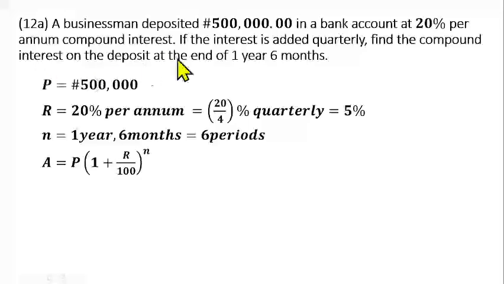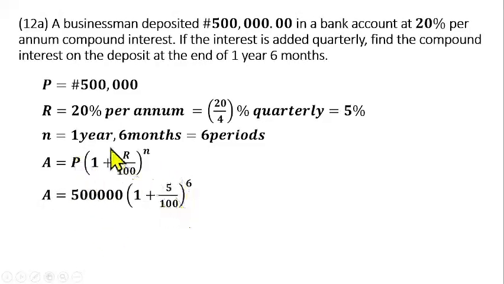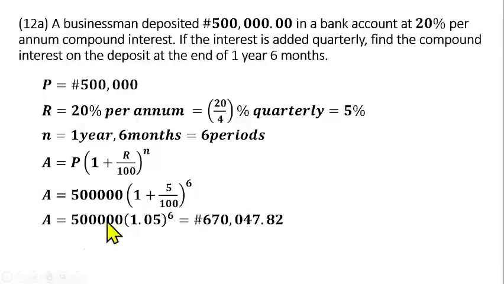So then we can get the amount that will be yielded after 6 periods with this principal and this rate, using the amount in compound interest, which is A equals principal into 1 plus rate over 100, raised to power n. Don't forget, the question asks for the compound interest, not the amount, but when we know the amount, we can find the compound interest. So substitute the values: A equals 500,000 into 1 plus 5 over 100, raised to power 6. Simplify that: 5 over 100 gives us 0.05, plus 1 gives us 1.05, raised to power 6.